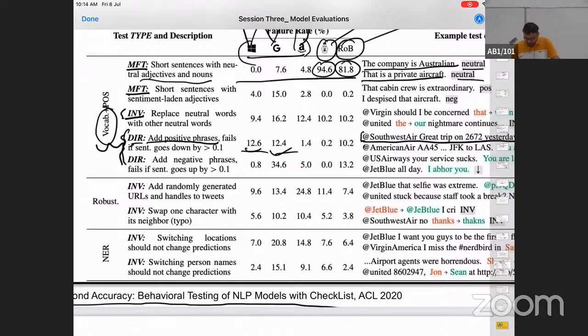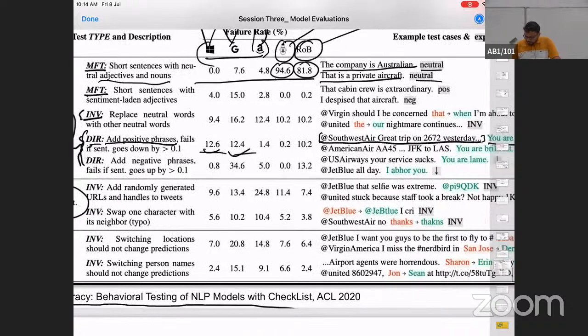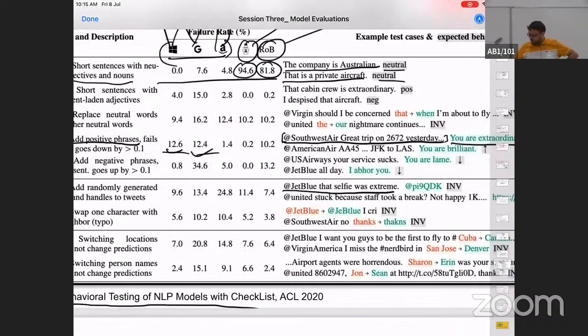Then there are capabilities like robustness of an NLP model, right? So let us see one example. For example, if you have an original review like this, and if I just append this one, what is this? A mention, right? So a mention usually has no sentiment associated with it. It's just a neutral one.